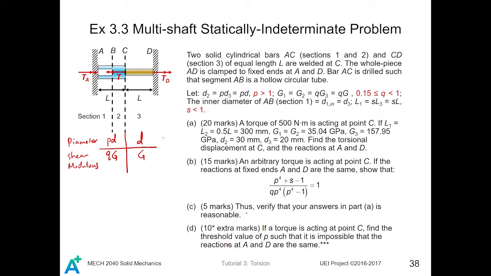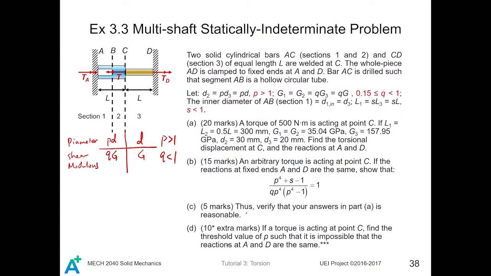where P is greater than 1, which means that the diameter of the blue bar, or the outer diameter of the hollow circular bar, is greater than that of CD. Besides, the shear modulus of segment CD is G, while the shear modulus of AC is QG, where Q is less than 1. That means the strength of the blue bar is lower than that of the brown bar.